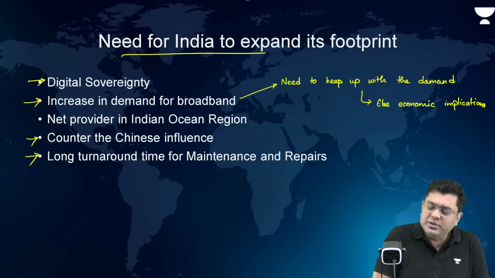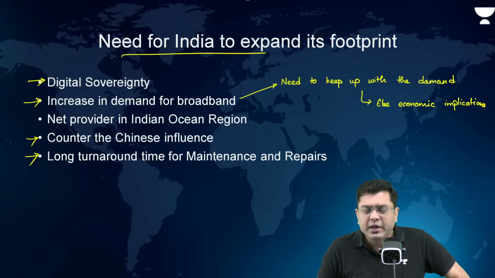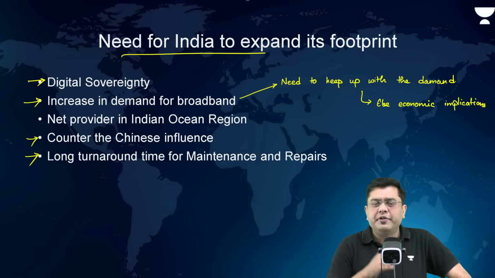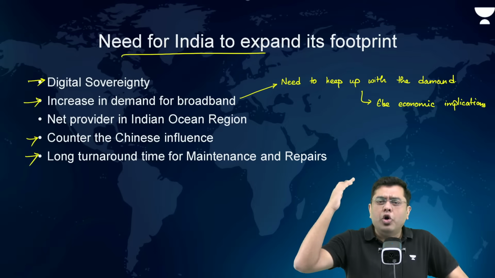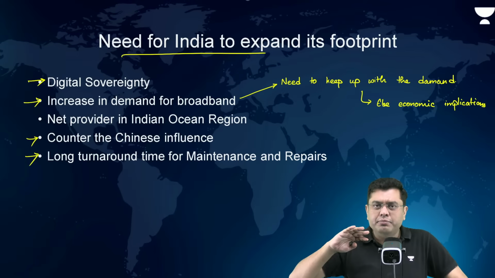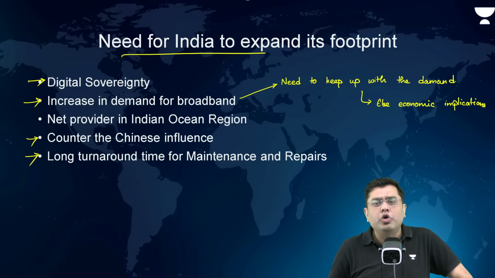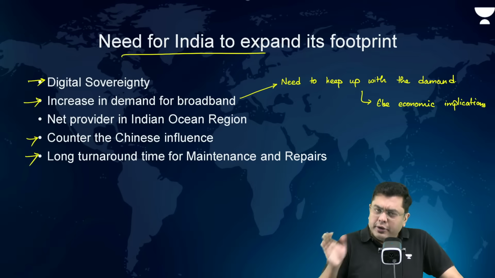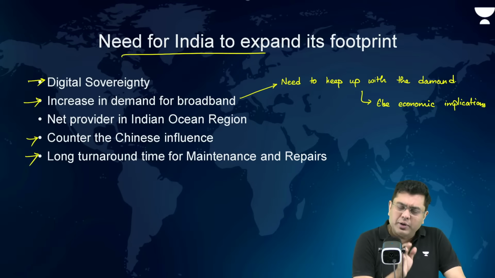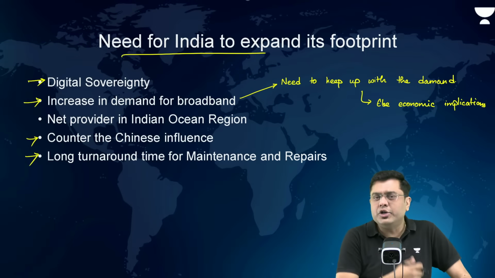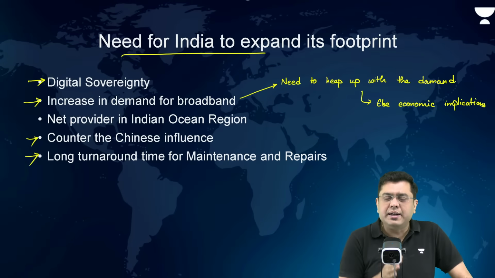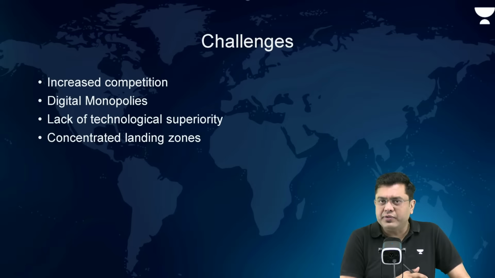And there is a long turnaround time for MROs, the maintenance and repair operations. In case of a sabotage, there is a very long turnaround time of 4 to 6 months. And that is something we cannot afford. Again, it can bring about economic disruptions. So these are some of the agendas or the points which indicate why India should pursue this with a greater amount of force and a greater resilience.